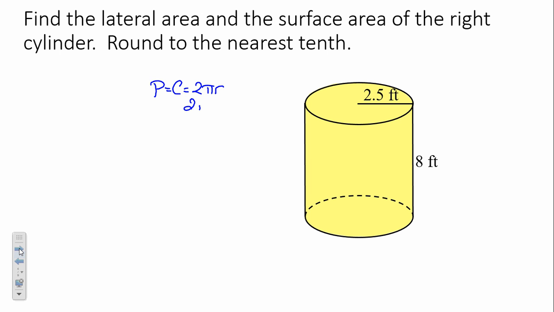So 2 times pi times 2.5 is going to get us 5 pi. So the lateral area is the perimeter times the height, so 5 pi times 8, 40 pi. And we have feet, so we'll say feet squared. There's no need to multiply 40 times your pi button on your calculator. We can leave it in exact value.